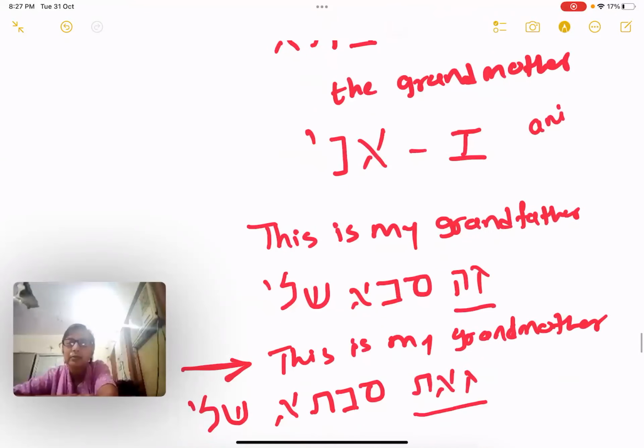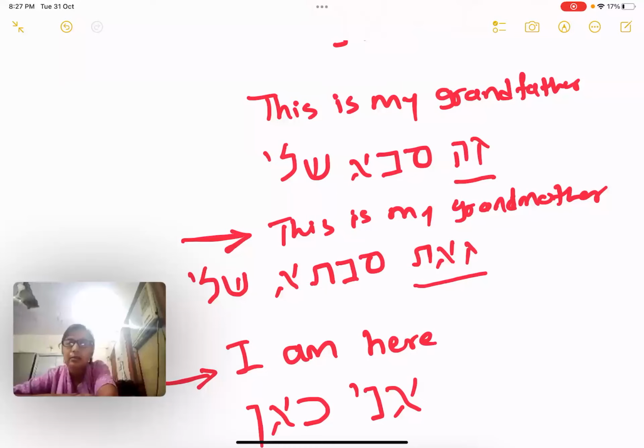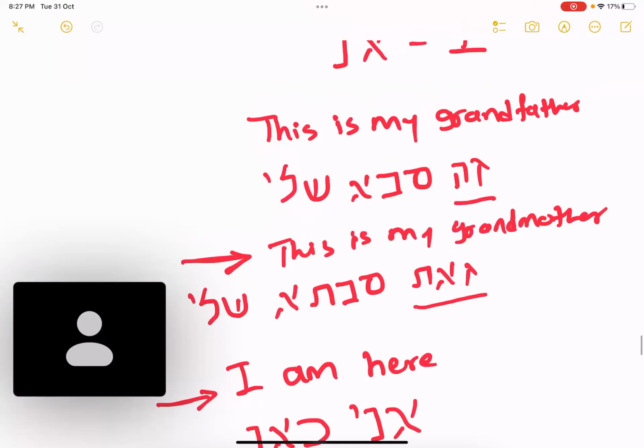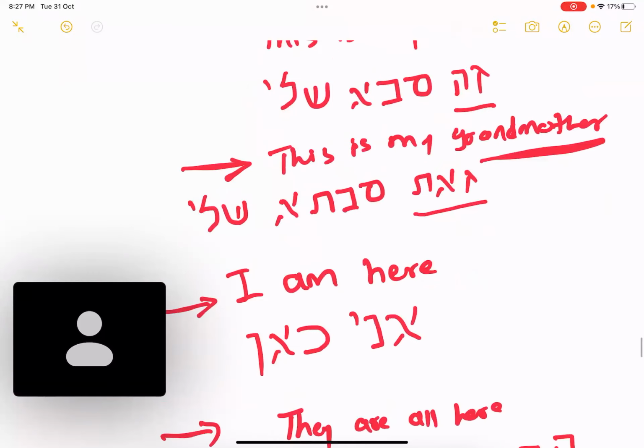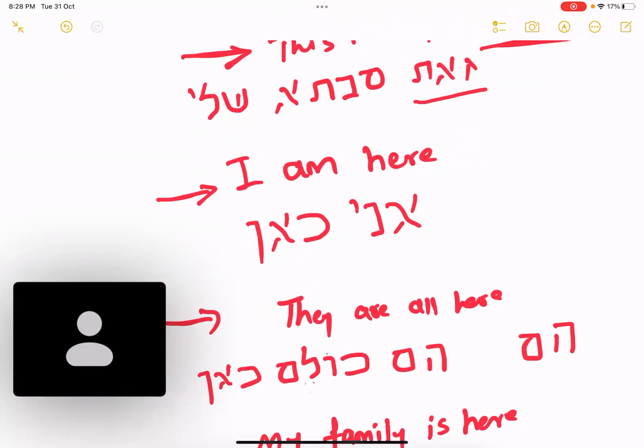Now, how to say this is my grandfather? Ze saba sheli. This is my grandfather. And zot savta sheli. This is my grandmother. Then Ani kan. Ani kan means I am here.